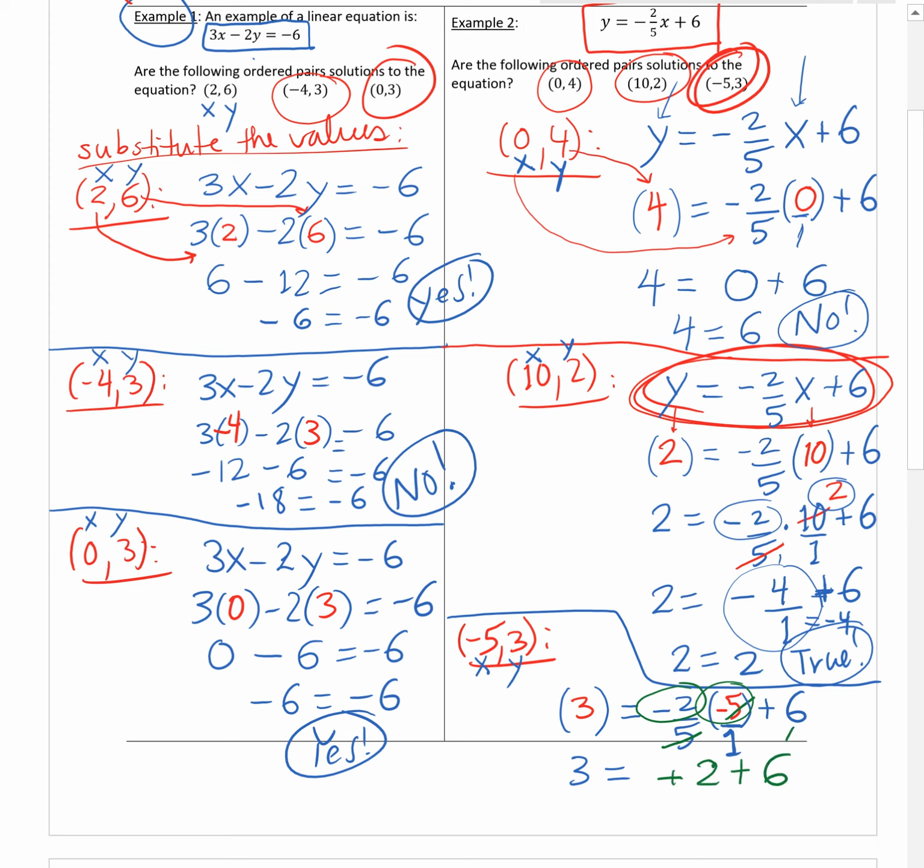Plus that 6 that was already there. 2 and 6 is 8. Okay, that's definitely not true. That is a no. Oh, I noticed on the last one I should have put yes, huh?